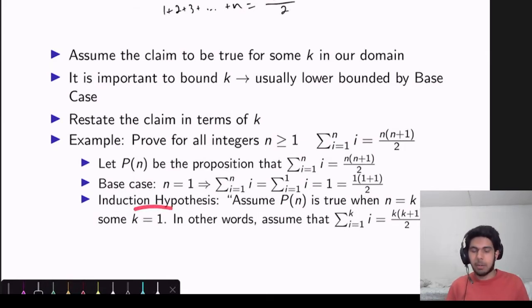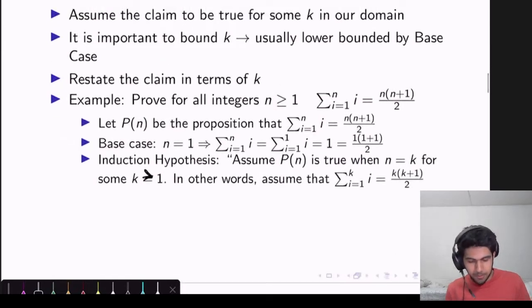Next is the induction hypothesis. So this is what a standard induction hypothesis would look like. We're going to assume p of n is true when n equals k for some k. This should be greater than or equal to 1. That's my bad. In other words, we're going to assume that the summation from i equals 1 to k of i equals k times k plus 1 divided by 2. There's a lot of things to unpack here. So let's go through what the induction hypothesis is saying and why each thing is important.